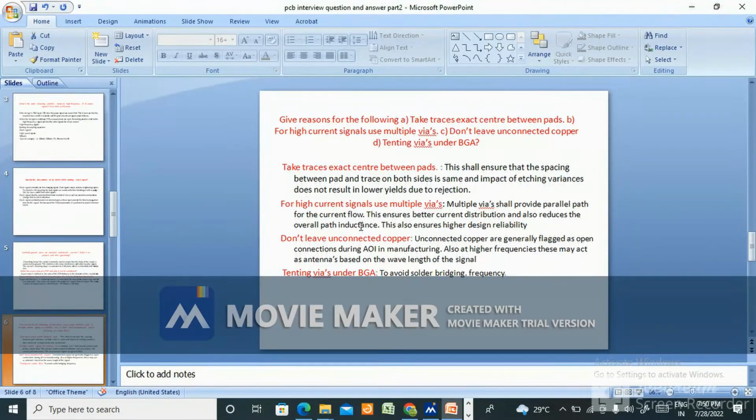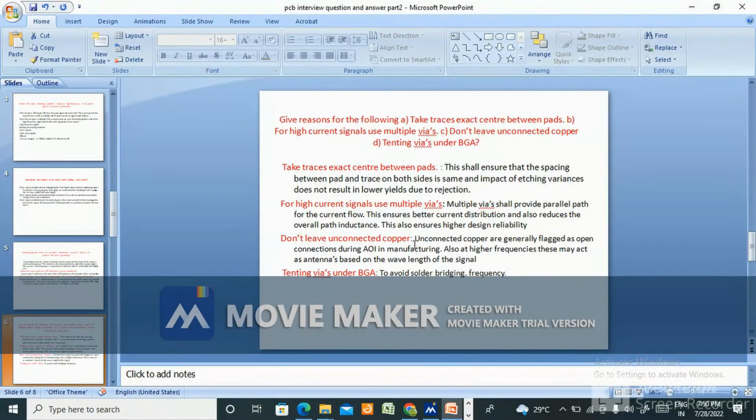Okay, for high current signals use multiple vias. Multiple vias provide parallel paths for the current flow. This ensures better current distribution and also reduces the overall path inductance. This also ensures higher design reliability.